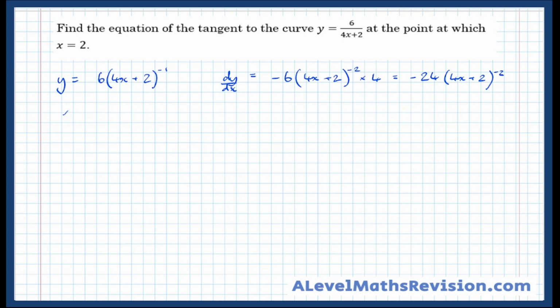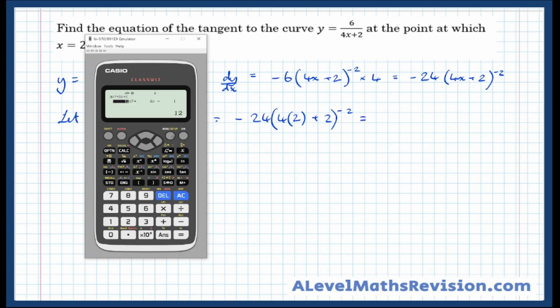Now if we let x equal 2, which means that the gradient dy by dx equals minus 24, 4 lots of 2 plus 2 to the power of minus 2 equals, and let's put that in the calculator. So minus 24, 4 lots of 2 plus 2 to the power of minus 2 equals minus 6/25.